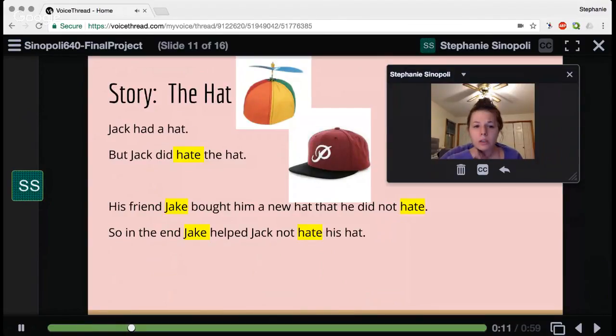So I'm going to read this story about the hat. Okay, Jack had a hat, but Jack did hate the hat. His friend Jake bought him a new hat that he did not hate. So in the end, Jake helped Jack not hate his hat.